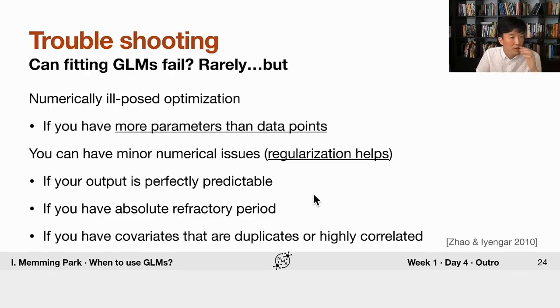Talking about caveats, there's also a possibility that GLM might fail to fit. It's very rare, but it could happen if you have a lot of parameters but very few data points. In this case, the numerical optimization may complain about ill-posed optimization problems. Another issue that you can encounter is that if your output is perfectly predictable, if you can decode 100% cat or dog, you might have your regression weights diverge to a very, very large number. This could be a numerical issue that you may face.